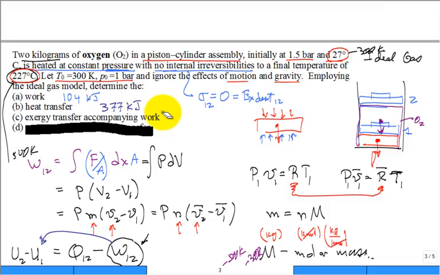There was 104 kilojoules of work. It was boundary work. The gas expanded, pushing back the piston. From the perspective of the oxygen, what is the exergy transfer that accompanies that work?